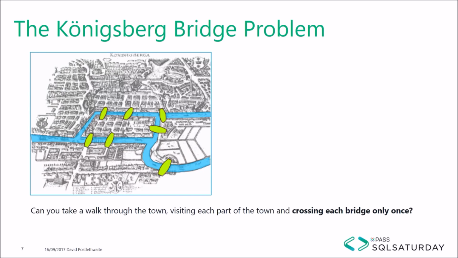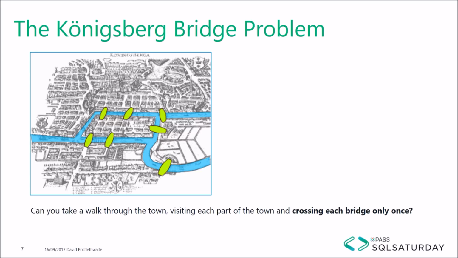Our story begins in the 18th century in the town of Königsberg in Prussia on the banks of the Pregel River. The city built 7 bridges across the river, dividing the city into 4 distinct regions. And the citizens of Königsberg used to spend Sunday afternoons walking around the city, and they devised a game for themselves, and their aim was to find a way in which they could walk around the city, crossing each of the 7 bridges only once.